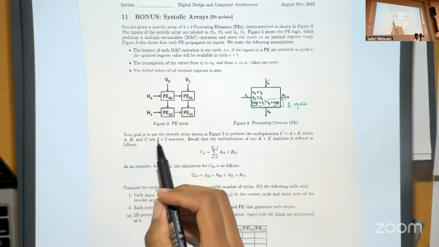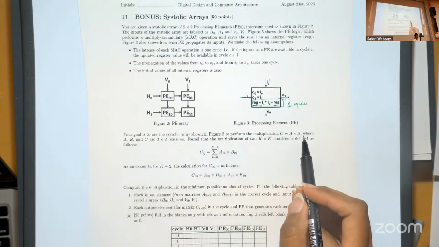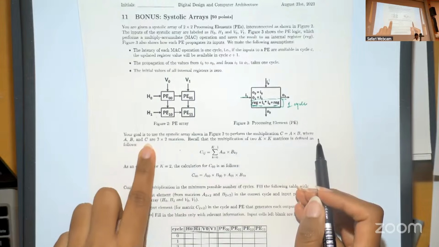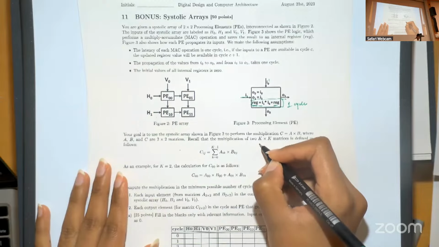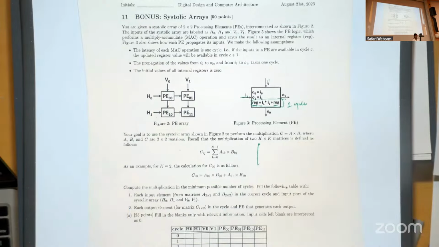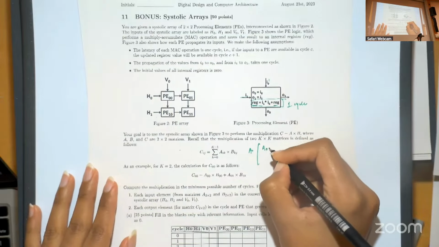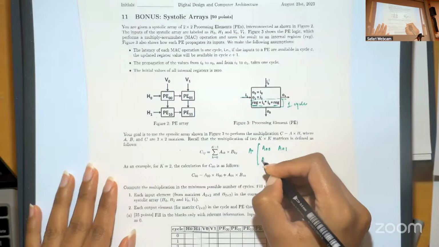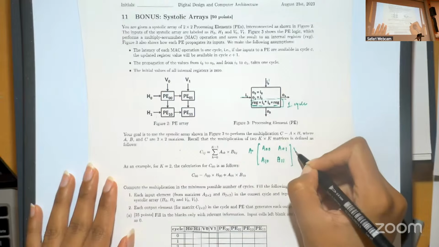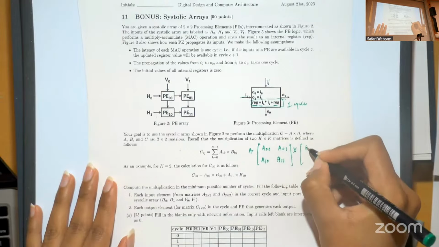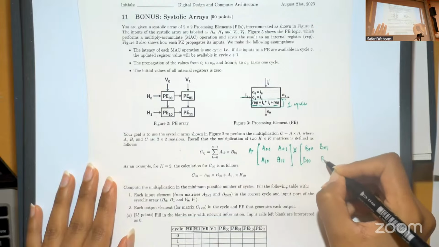Now your goal is to use the systolic array shown in figure 2 to perform the multiplication C equals A cross B, where A, B, and C are 2 by 2 matrices. So let's write this, because to solve the further questions we will need to see it. Let's say matrix A is A00, A01, A10, A11, and it has to be multiplied by matrix B, B00, B01, B10, B11.